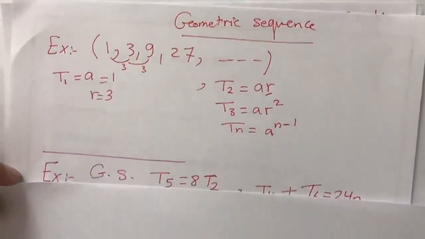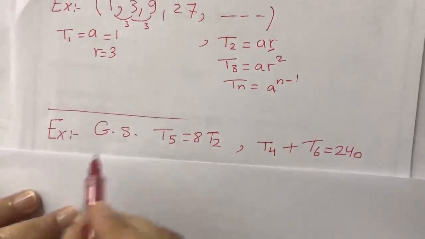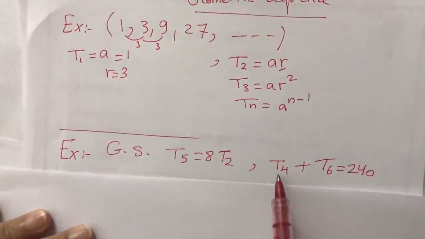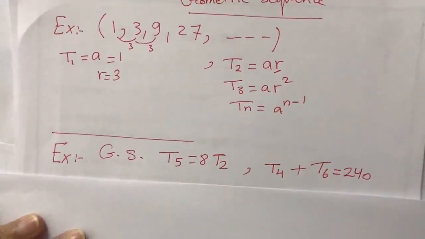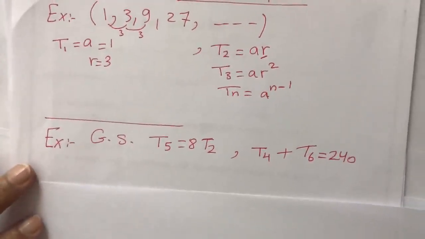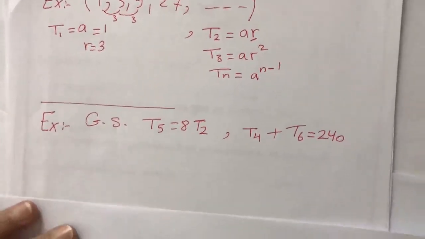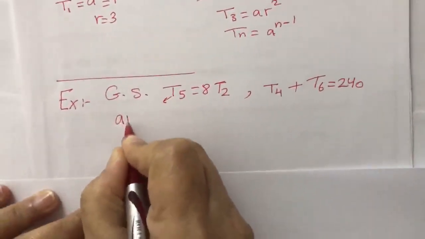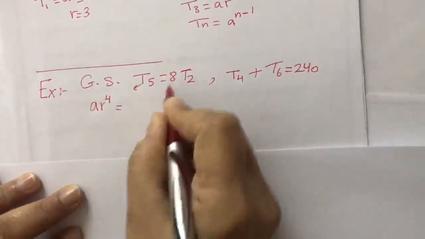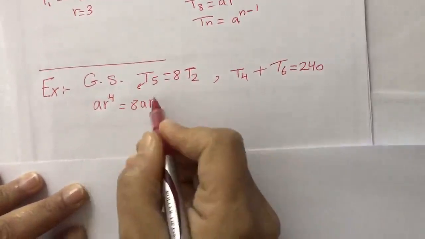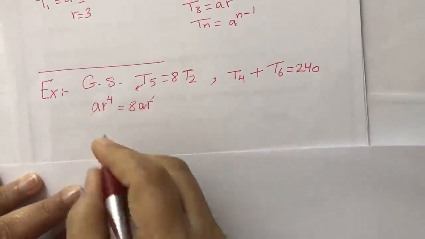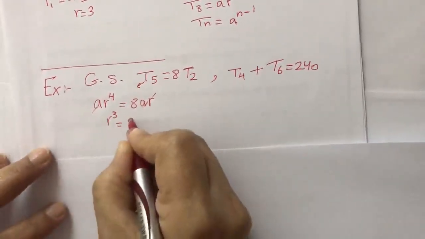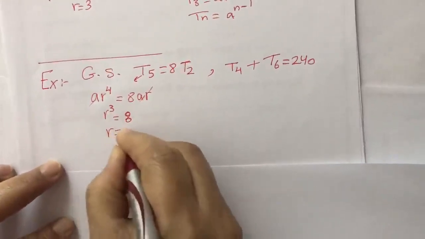So here I have an exercise. He says you have a geometric sequence and T5 equals 8 T2, and T4 plus T6 equals 140. He asks you to find the sequence. In this case, I will translate this one. T5 equals AR power 4 equals 8AR. If I cancel AR from both sides, it will be R power 3 equals 8. So R equals 2.